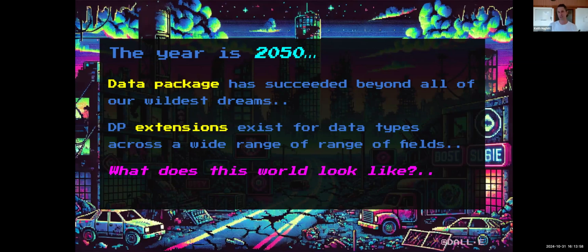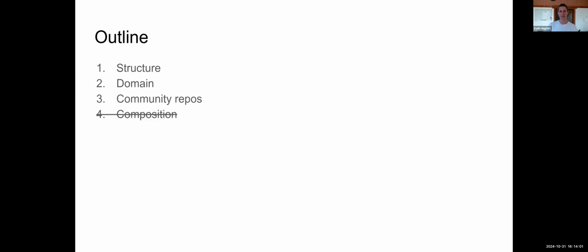I originally was going to try to cram a whole bunch of things in and pared it down to what should be pretty short and hopefully straightforward. So I'll talk about the structure and domain division and our approach to organization. And then a little bit about community repos, just pushing on this idea again.